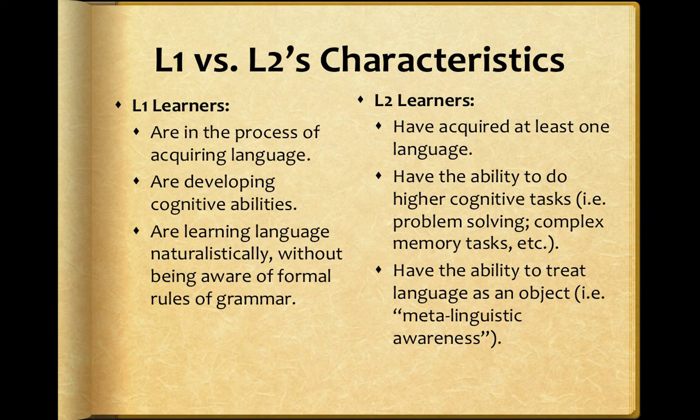Second language learners, on the other hand, have already acquired at least one language and have the ability to do higher cognitive tasks. So problem solving, complex memory tasks. They're not generally little babies, right? It could be older, usually. They also have the ability to treat language as an object. So they have this, we say, meta-linguistic awareness or awareness of their learning process, whereas a baby doesn't. It's just learning the language.